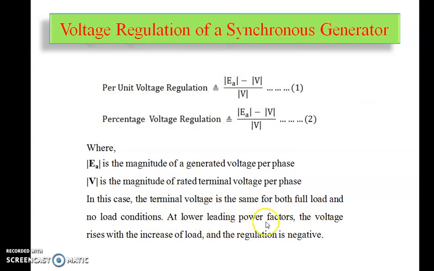At lower leading power factors, the voltage rises with the increase of load and the regulation is negative. So depending on the power factor, the voltage regulation may change. It may be positive or negative. For unity as well as for lagging power factor, the voltage regulation is positive, but for leading power factor, the voltage regulation is negative. In that case, the terminal voltage is more than the induced EMF. That's why for leading power factor, the voltage regulation is negative.